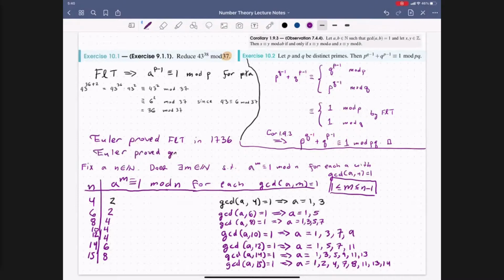So generalization in 1763. So it would take him 27 years to generalize and prove Fermat's little theorem. And that's because we will have to develop some machinery and language to be able to prove this result.